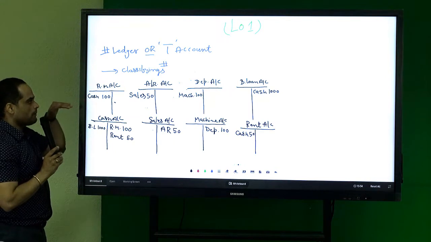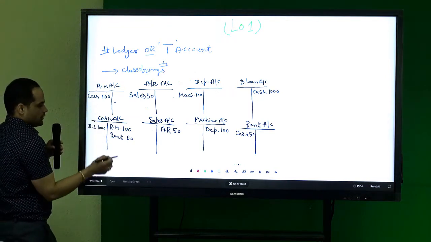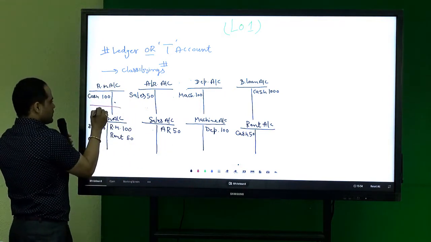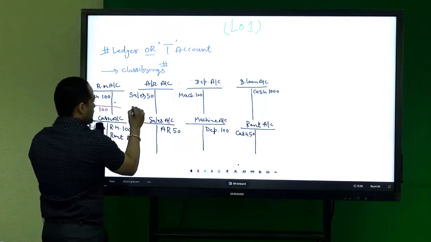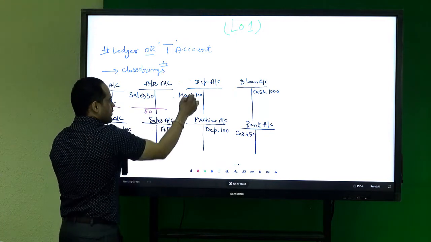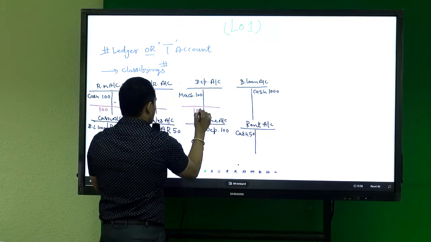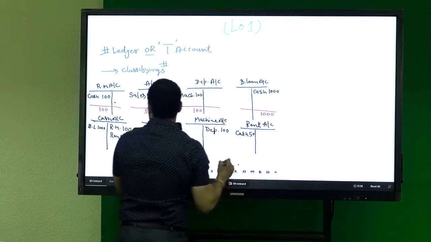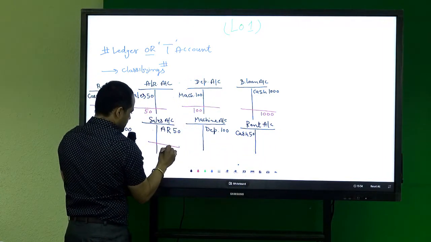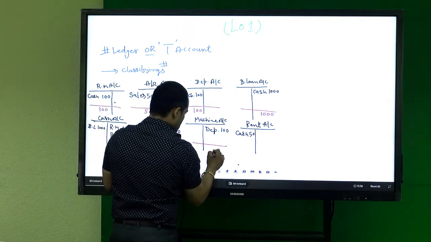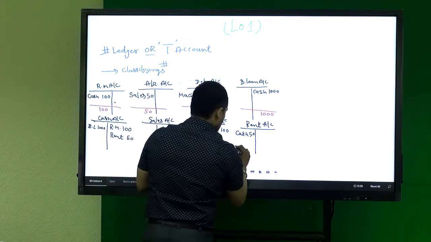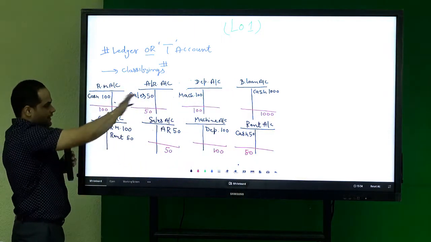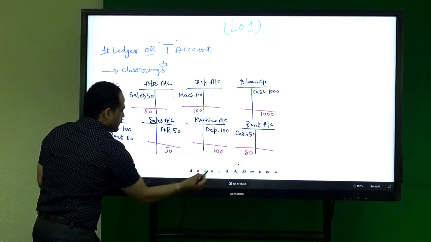Now we're going to make the balance. So here is 100, here is 50, here is 100, here is 1,000. Here is 50. Here is 100. And here is 50. So this one is left. Let me explain, and then I will come here. Now, what does it mean?